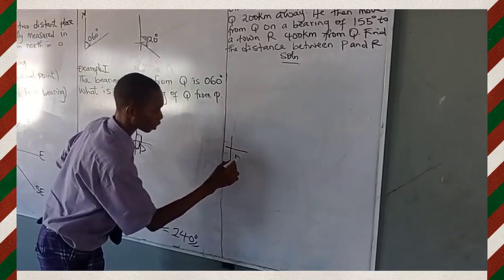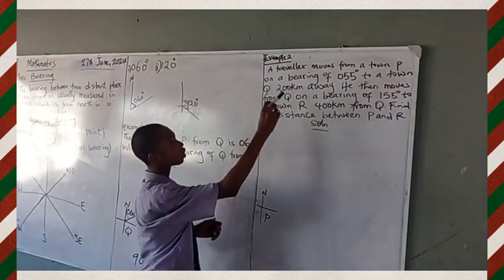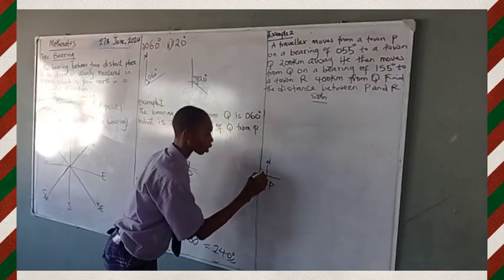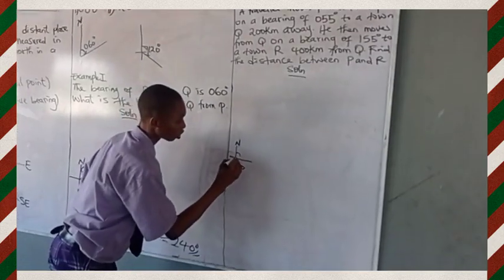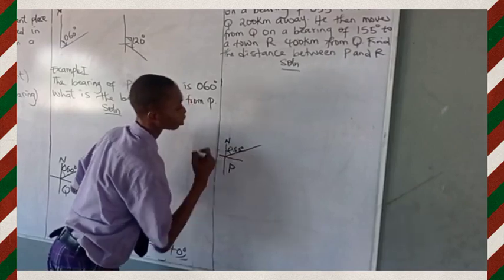This is our point P. This is our north pole. A town P on a bearing of 055 degrees. So reading our bearing in a clockwise direction is from here to here. This is 055 degrees.